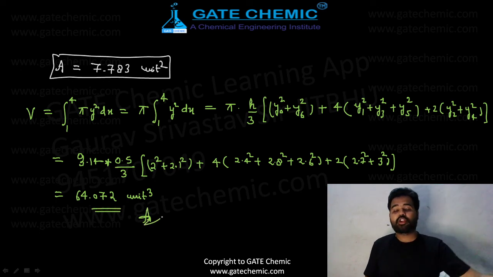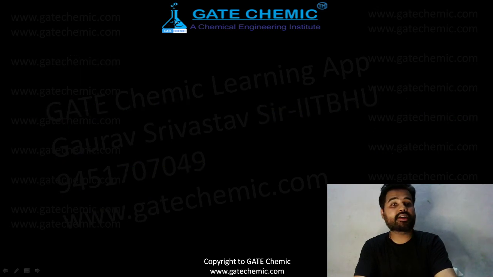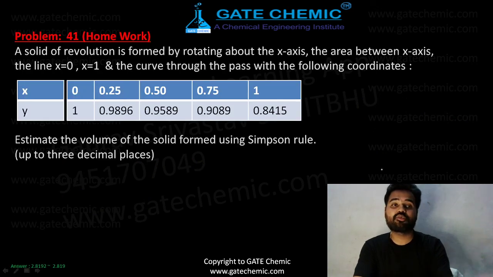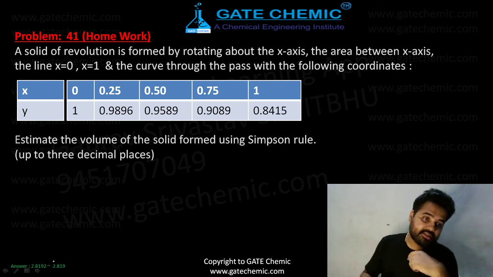So I hope beta you all enjoyed this lecture. Very easy problems. And this one, number 14, is your homework. You can see I had already given the answer here. It's 2.819 up to 3 decimal places.